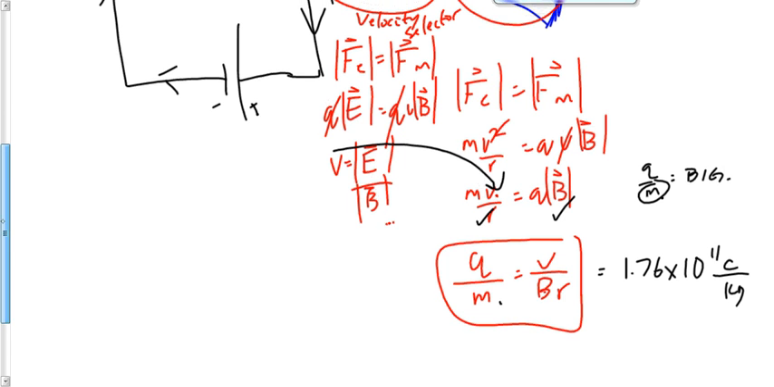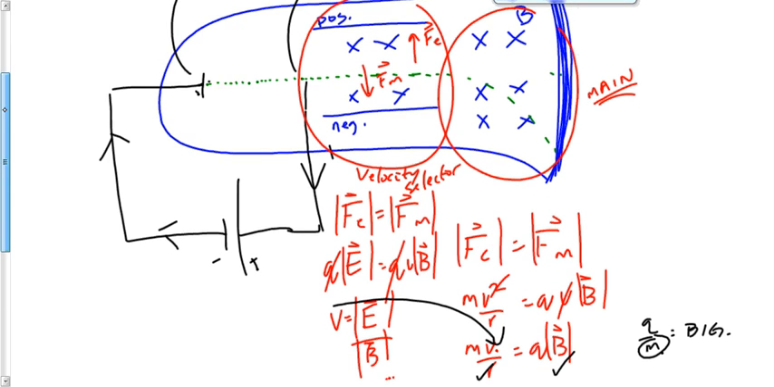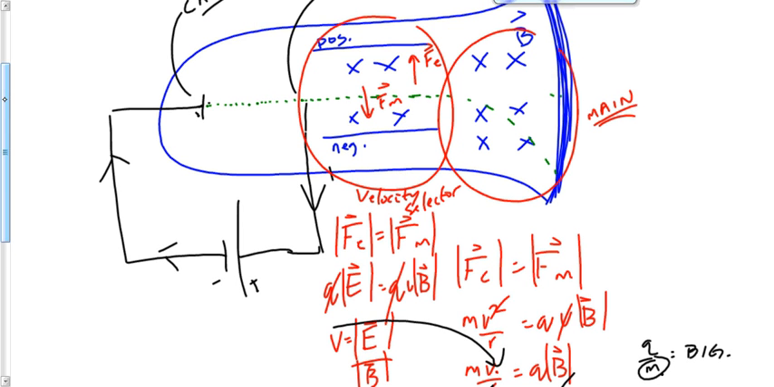Now, we've done an analysis here of two sections of this cathode ray tube. We call it the velocity selector and the main chamber. There's a third one right here that I sometimes call the acceleration chamber. It's not very often that we have to deal with that one, but if we do, we know what to do. These are charged particles that are speeding up.